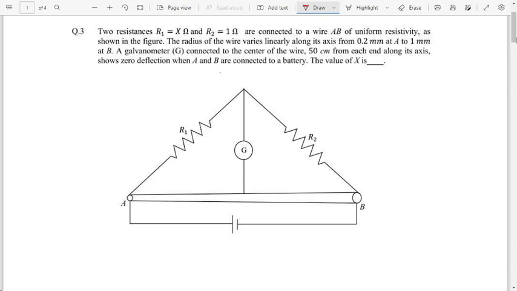Okay, so let's see what is being given in this question. The value of resistance R1 is to be found out, and the value of R2 has been given to be 1 ohm. The galvanometer shows null deflection. This is a wire, so basically this is a meter bridge type of question wherein the wire has a changing cross section area. That means the cross section area is not constant. So using the concept of meter bridge, we have to find the value of R1.